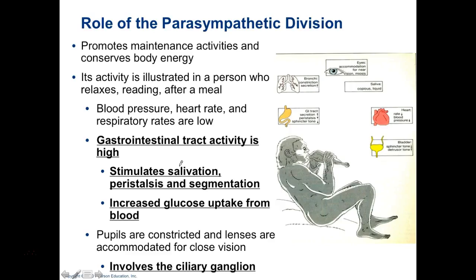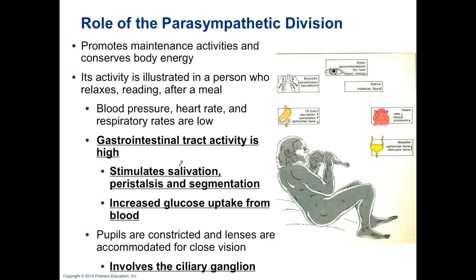Let's talk about some of their roles within our autonomic nervous system. So here's our parasympathetic division. This is the rest and digest response. So they are basically conserving our body energy, and they maintain everything that's going on when we're at rest. So this is like us digesting our food, secreting gastric juices, salivary glands functioning, giving more saliva. Peristalsis and segmentation are working within our intestines, and we also have increased glucose uptake from our blood.